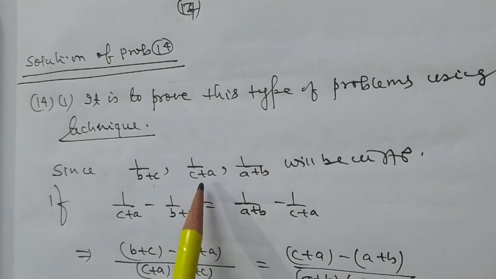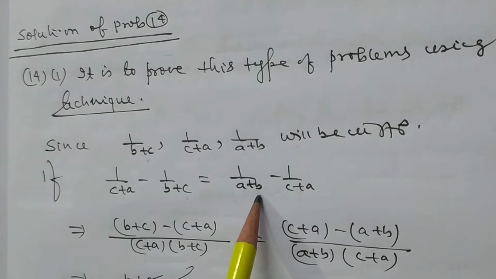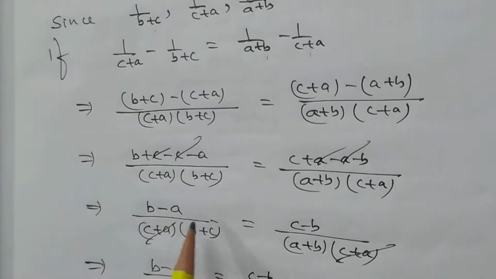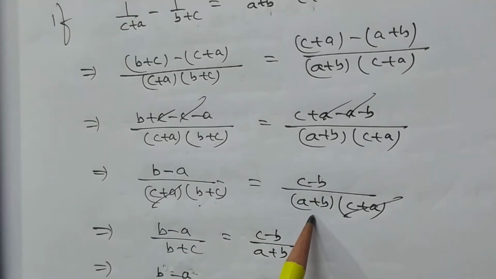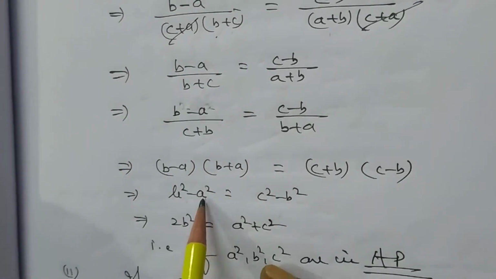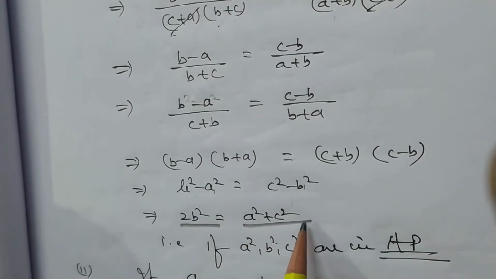1 by C plus A minus 1 by B plus C is equal to 1 by A plus B minus 1 by C plus A. After simplifying, we have B minus A by B plus C equals C minus B by A plus B. After doing cross multiplication, we have B square minus A square is equal to C square minus B square. So 2B square is equal to A square plus C square.